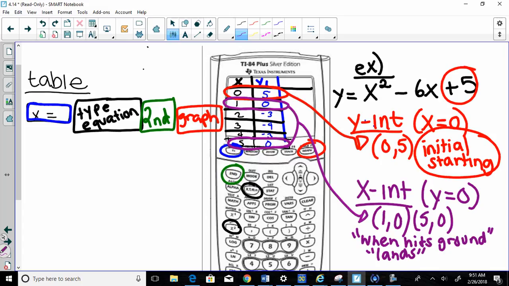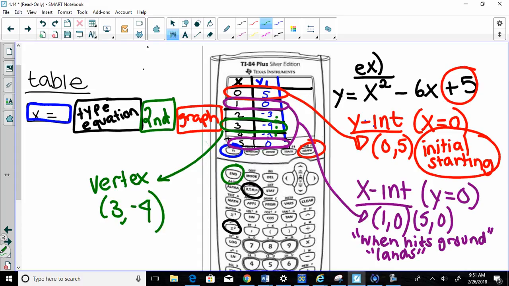The last thing is our vertex. I'm going to put that over here. So the vertex is that baby bump, right? Right here. See how it goes from -3 to -4 back to -3? That middle one is your vertex. So right here, your vertex is 3, -4. Baby bump. What is the x-coordinate of your vertex called?